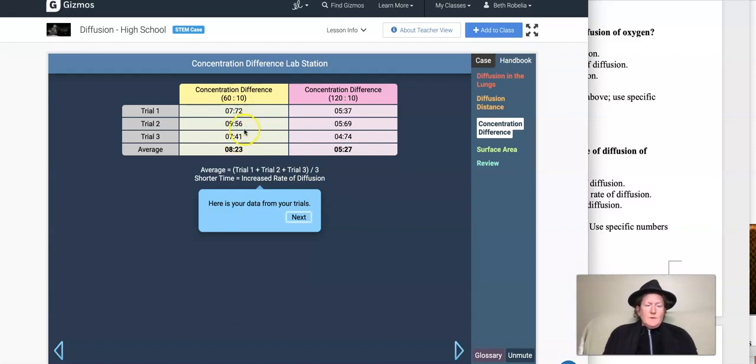So when the concentration difference is low, the average is 823. When the concentration difference is high, the number is smaller. It's 527.